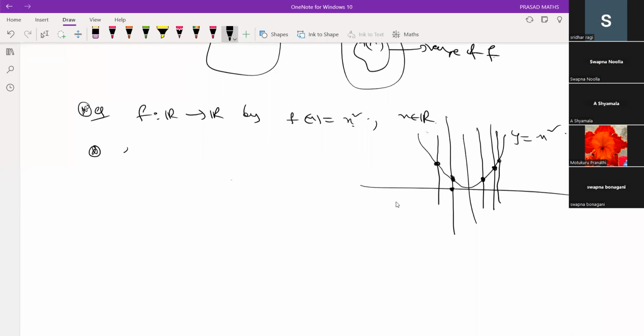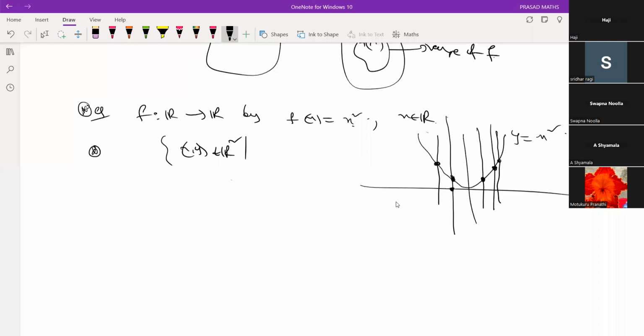Suppose you take this graph. Suppose you take the set of all ordered pairs such that y square is equal to x. Is it a function?